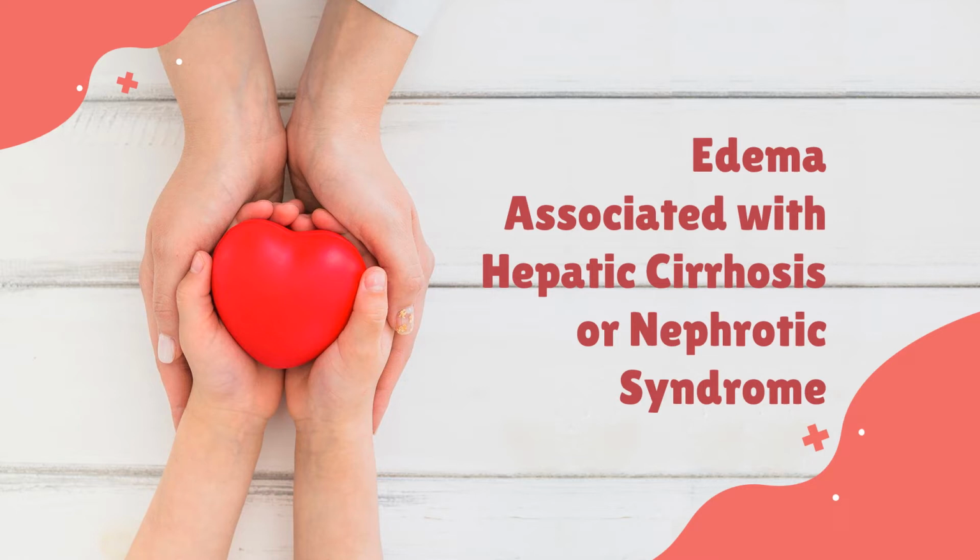Aldactone is also used to treat edema associated with hepatic cirrhosis or nephrotic syndrome. This management is in adult patients not responsive to fluid or sodium restriction, and in the setting of nephrotic syndrome, when the treatment of underlying disease, restriction of fluid and sodium intake, and the use of other diuretics produce an inadequate response.